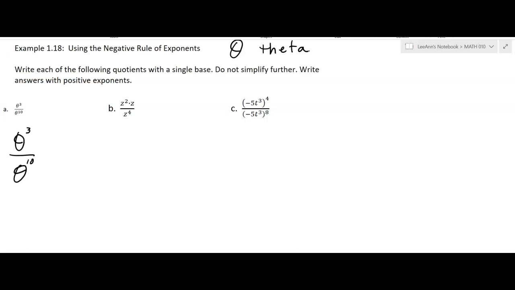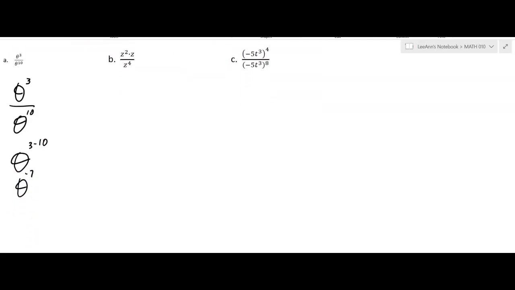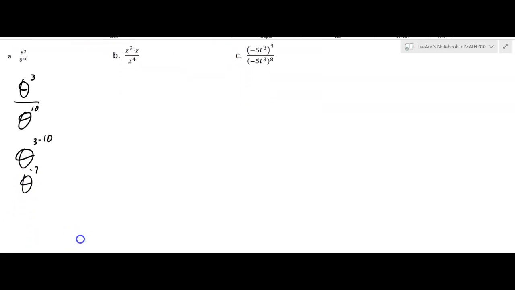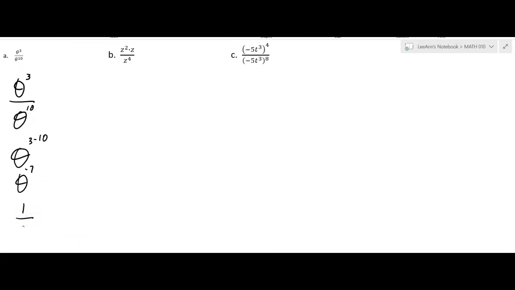So theta cubed over theta to the 10th power. You can use the quotient rule that says that's going to be theta to the 3 minus 10, or theta to the negative 7. That's fine, but we have to write our answer with positive exponents. So that would be 1 over theta to the 7th power. Okay? Now, if you're just saying, I was just going to cancel 3 of those with 3 of those and have 1 over theta to the 7th, that's fine. Okay, same thing. All right.